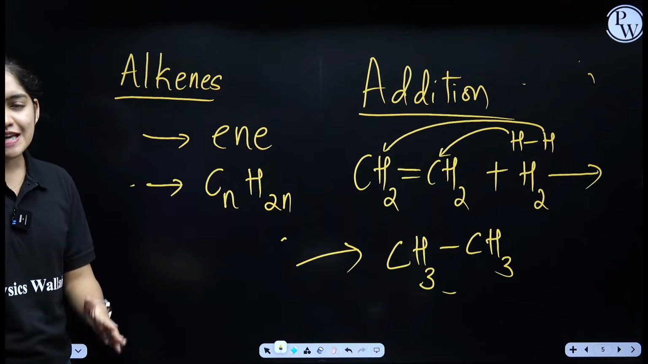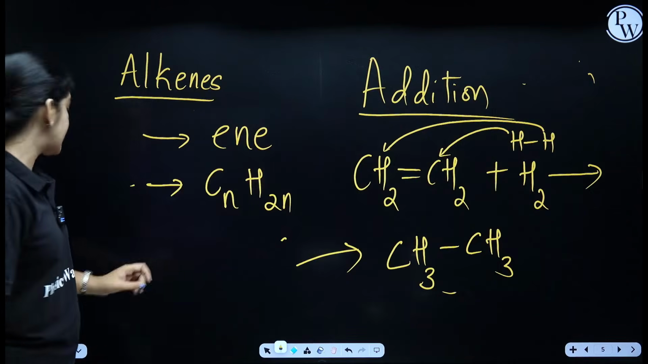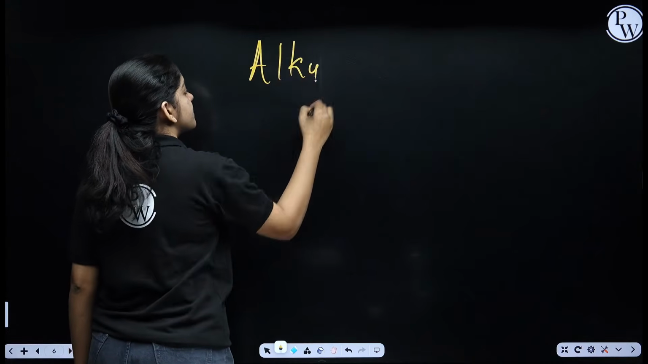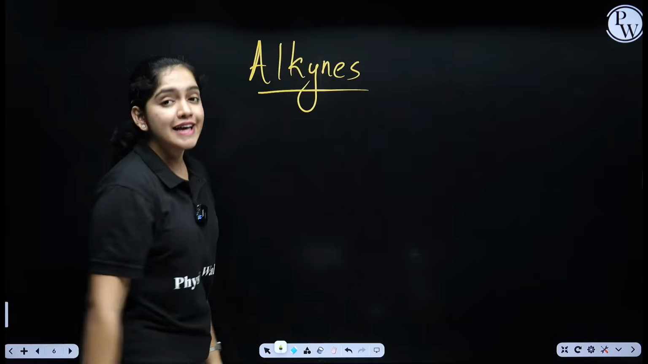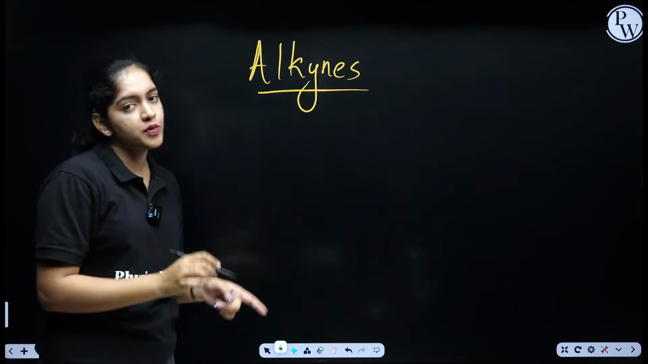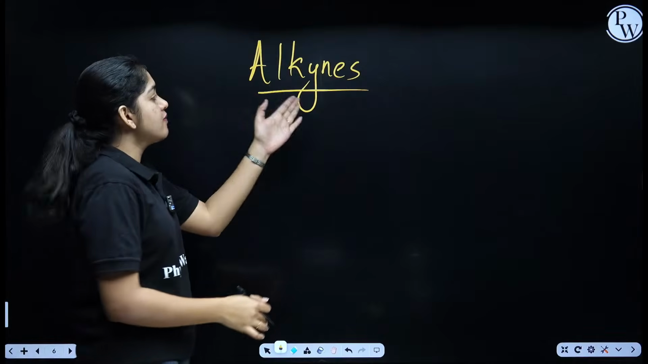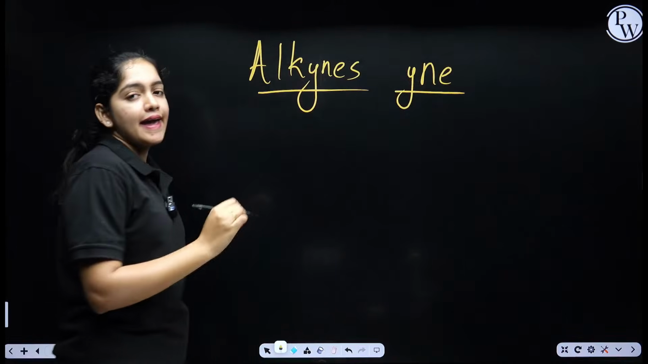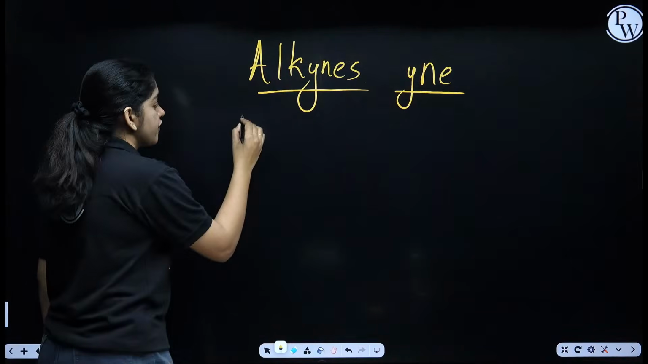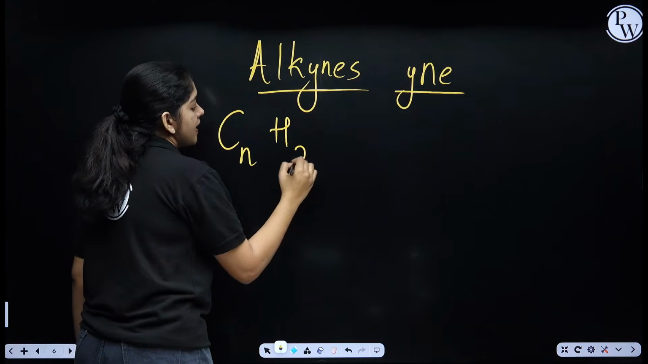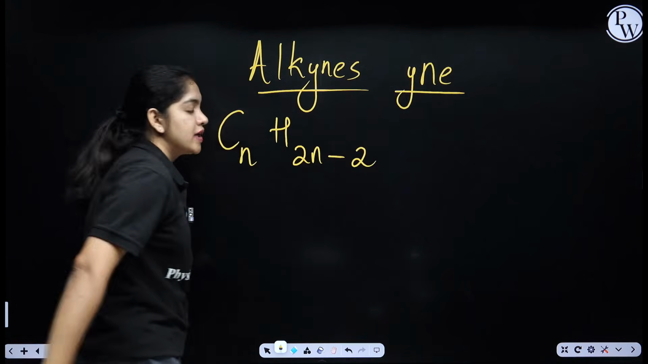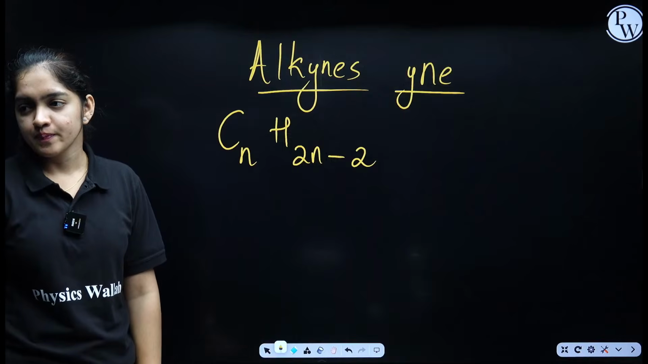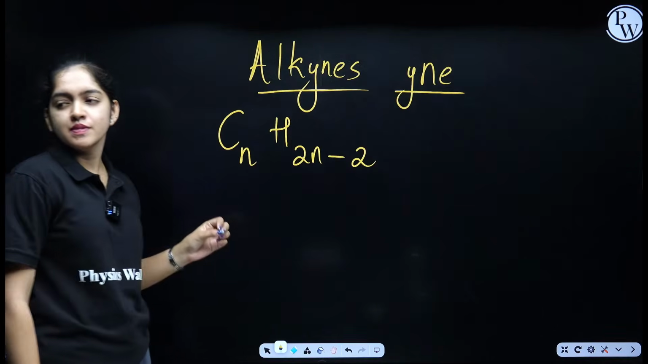Now we can go to the third classification. Alkenes are over. The next one is alkynes. The name, the IUPAC nomenclature, will end with Y, N, E: alkyne. And the general formula will be, if carbon is n, hydrogen will be 2n minus 2. Carbon n, hydrogen 2n minus 2. Okay. Got it?